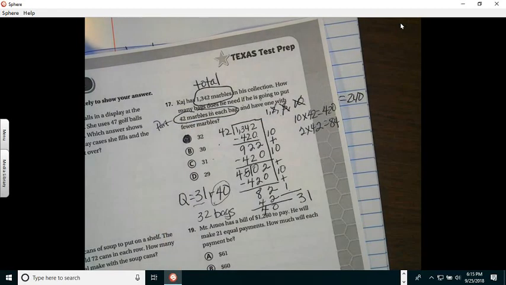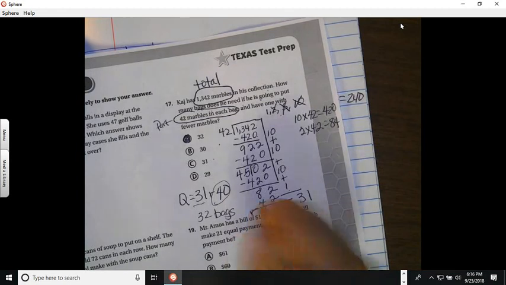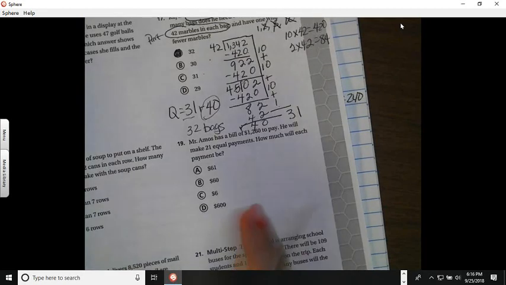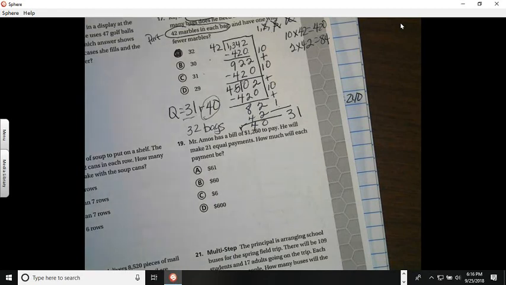So you see how we're using the remainder to answer our question. Let's look at number 19. Mr. Amos has a bill of $1,260 to pay. Wow. He will make 21 equal payments. How much will his payments be?